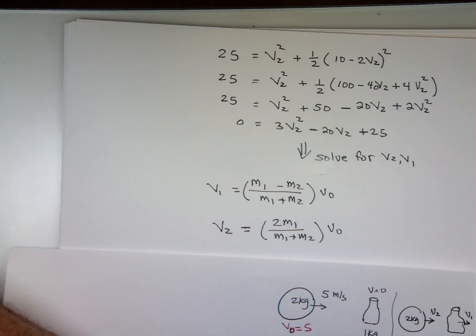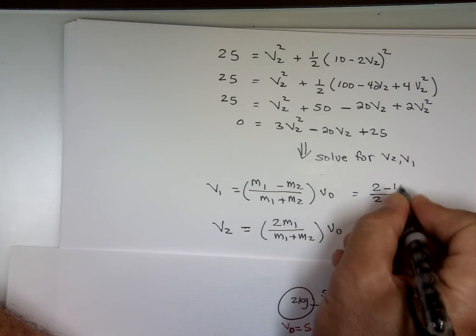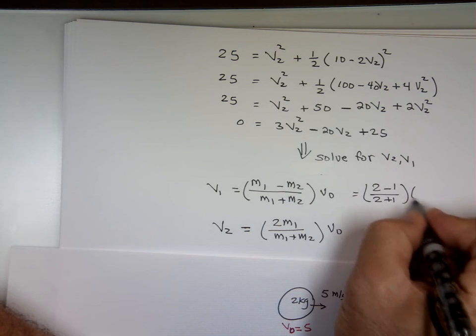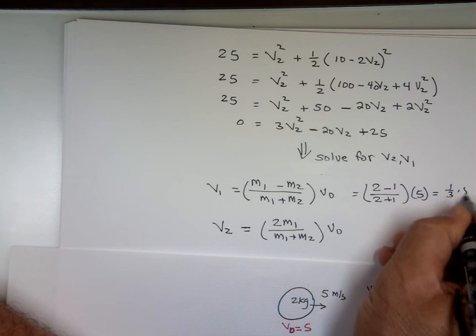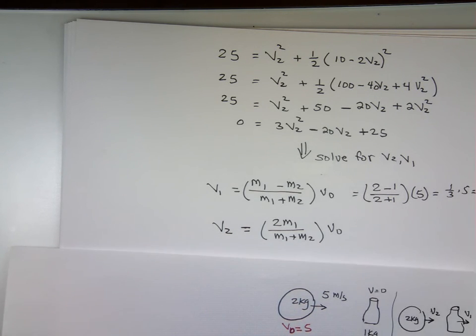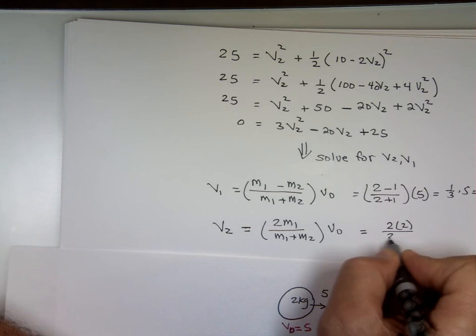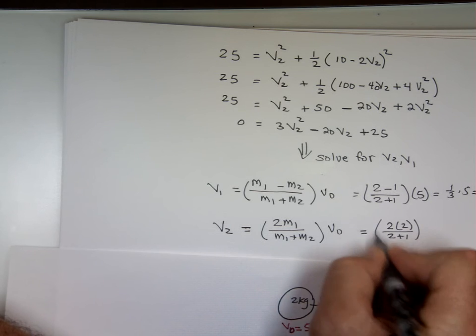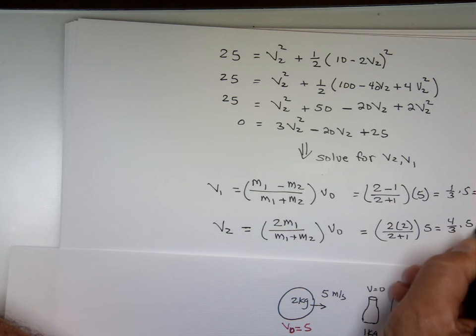Mass 1 is 2, mass 2 is 1. 2 minus 1 over 2 plus 1 times the 5. That's 1/3 times 5, which is 5 over 3. Then 2 times 2 over 2 plus 1 times 5. 4 over 3 times 5. 20 over 3 meters per second.